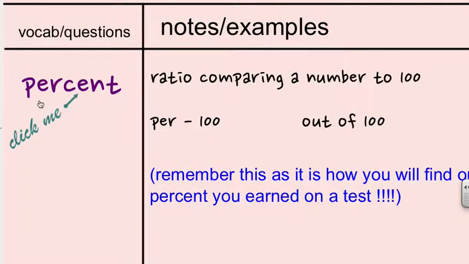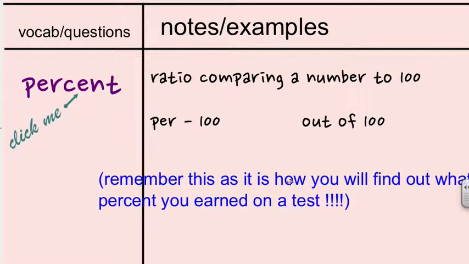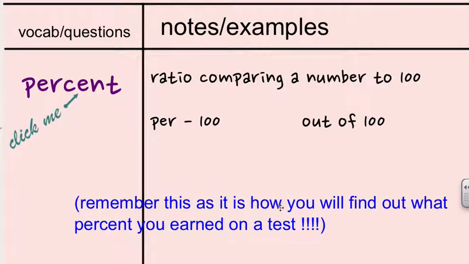Percent. Per 100. Out of 100. Percent is a ratio, a fraction, comparing a number to 100. Just like you would do on your test to figure out what percent you got on a test.